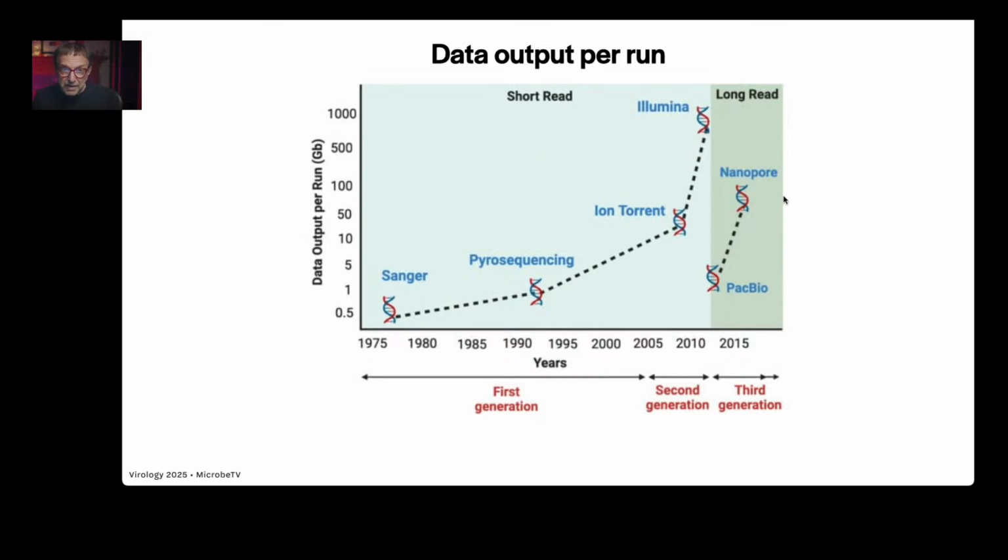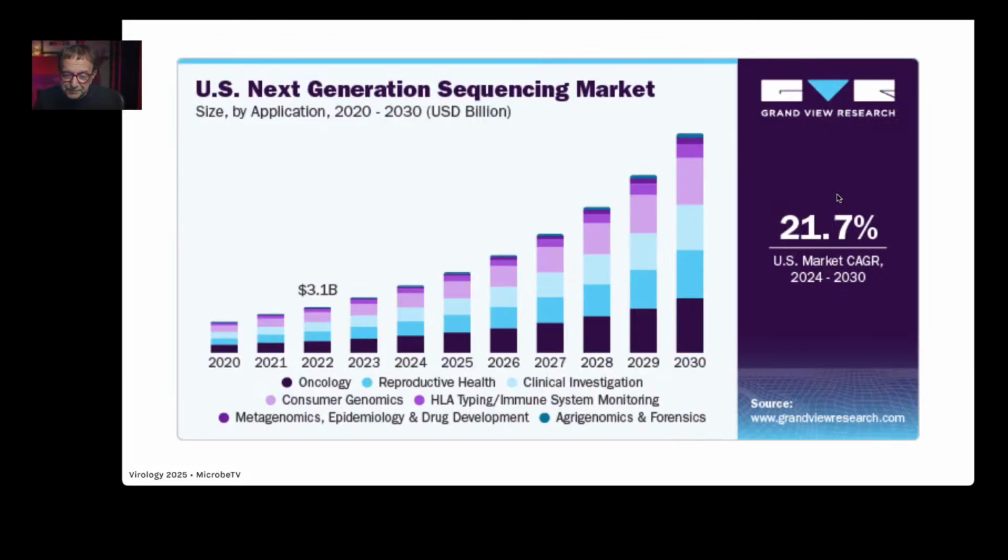Data output per run, in gigabases of DNA. With Sanger, it's very low because you have to run a gel and you get 400 or 500 bases if you are lucky. But with pyrosequencing, first generation ion, and then Ion Torrent, Illumina, you could get more and more, and of course the long reads more as well. So we've improved the time it takes as well as the data output per run.